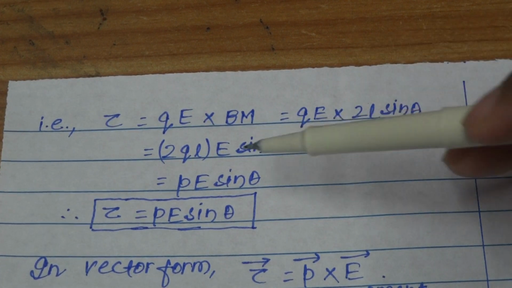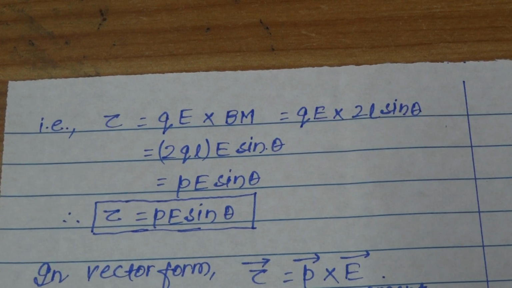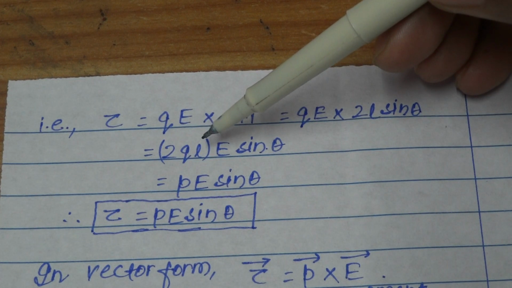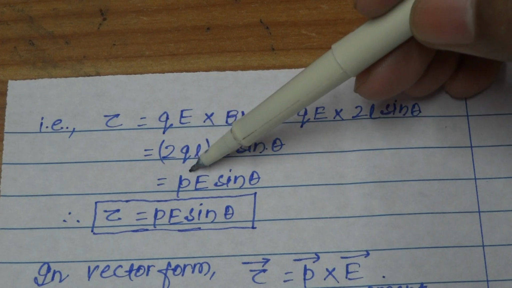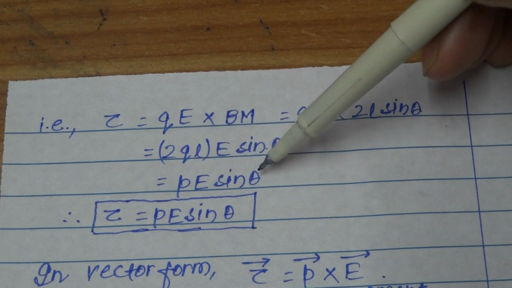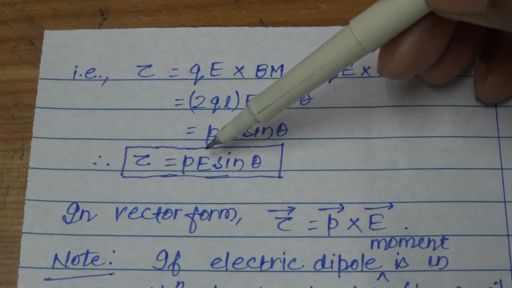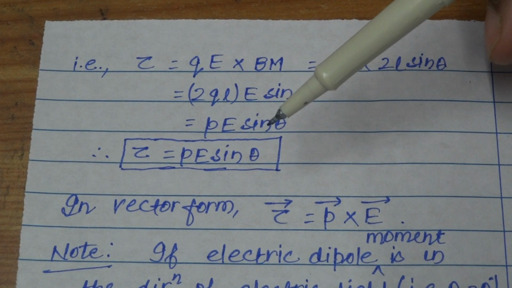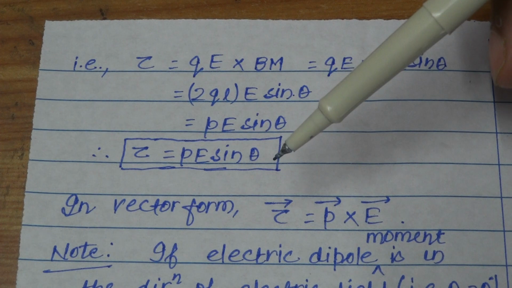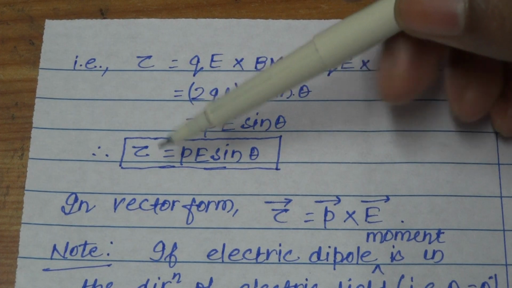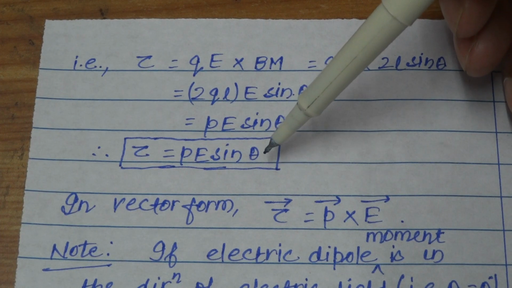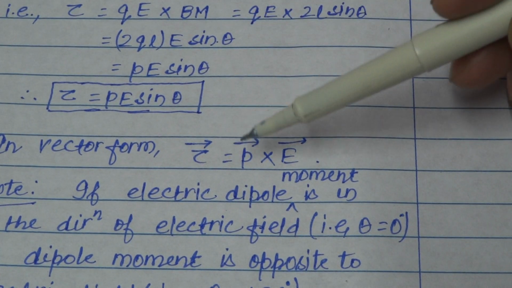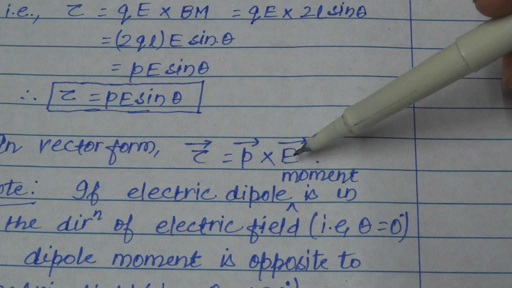This becomes 2QL into E sine theta. But you know very well that 2QL is actually the magnitude of the electric dipole moment. So for this we can write P and then E sine theta. So the formula for torque becomes PE sine theta. This is the final formula for the torque acting on an electric dipole if it is placed in a uniform electric field. Torque is a vector quantity, so we can write this formula in vector form also. In vector form, this formula is written as tau equal to P cross E.